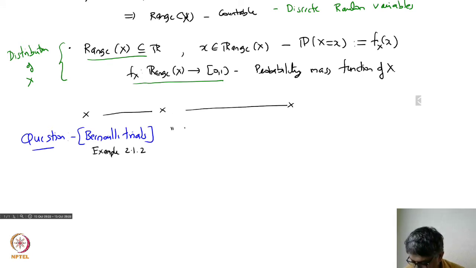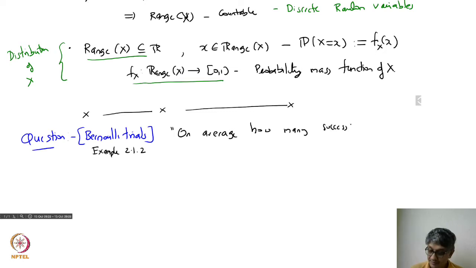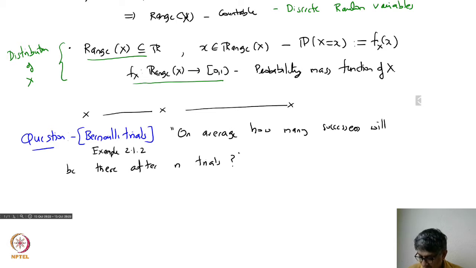I said, on an average, how many successes will there be after n trials? And this is a very natural question to ask. You know the chance of k successes in n trials is given by the binomial. That's easy to understand. But how do you understand this question? How many successes will there be on an average? So this is what we will try and do now.